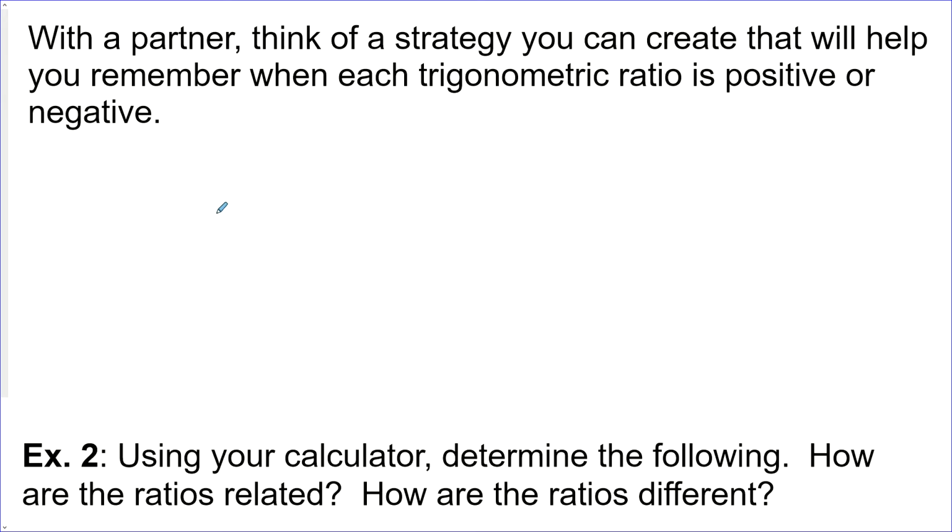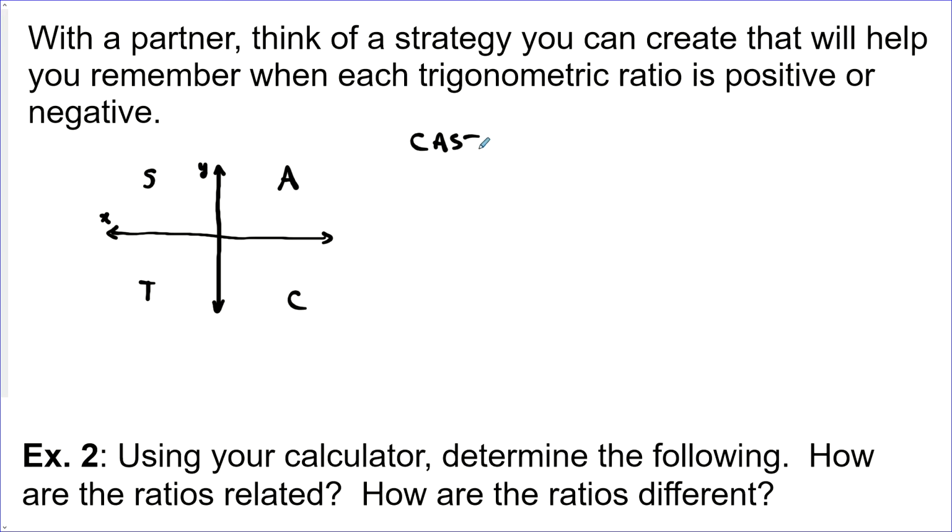Think of a strategy that you can create that will help you remember where each of the trigonometric ratios are positive and where they're negative. So we just saw in the last slide that they're all positive here. Sine is positive here, tan is positive here, and cos is positive here. And so some people remember this using the CAST rule because C-A-S-T spells cast. And this is to help us remember which are positive.